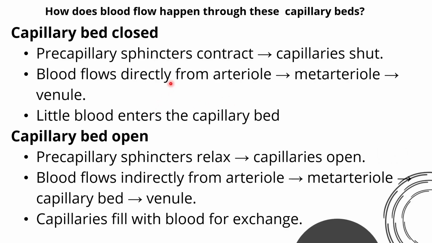Okay, so now suppose we have our skeletal muscles. Now we're not going to be using them all the time. So if the skeletal muscles are at rest, we don't want blood to be going through them. So in these cases, our precapillary sphincters will contract. These shut the capillaries, and blood will flow directly from our arteriole to our metarteriole and to our venule. Now, on the other hand, if you're exercising, we need our skeletal muscles, right? So we need blood to go through them, so oxygen can go in, ATP can be used, and muscle contraction can happen. So we want our precapillary sphincters to relax. Our capillaries will open. Blood will flow in directly from arterioles, metarterioles, capillary bed, and to the venules.